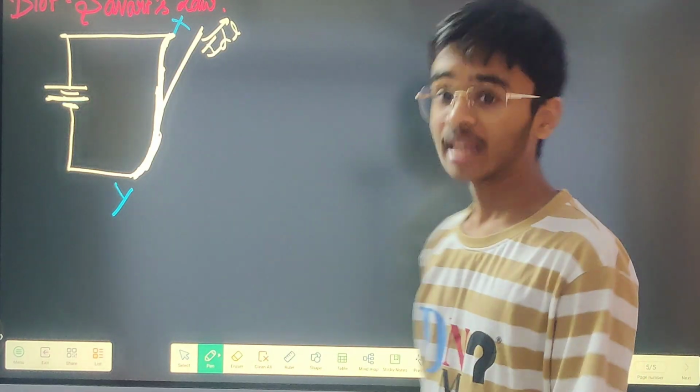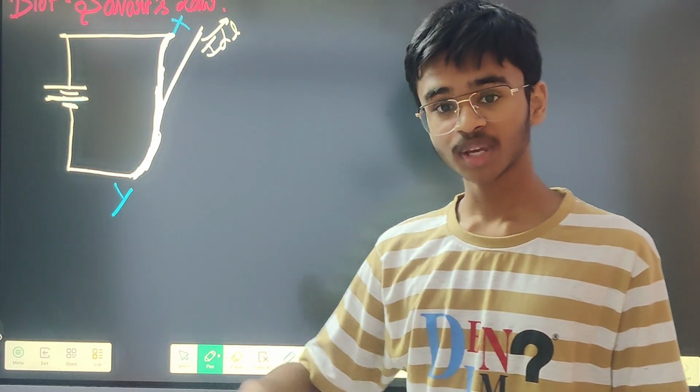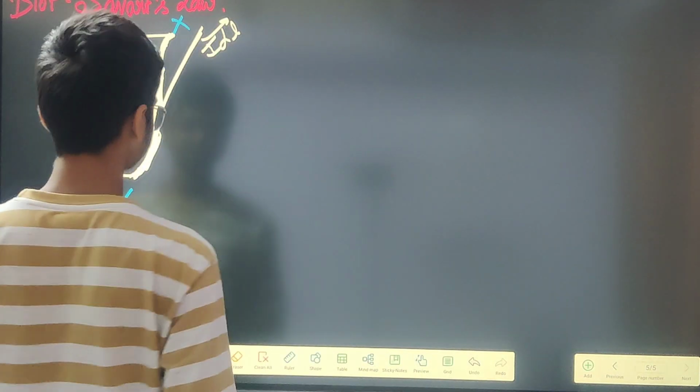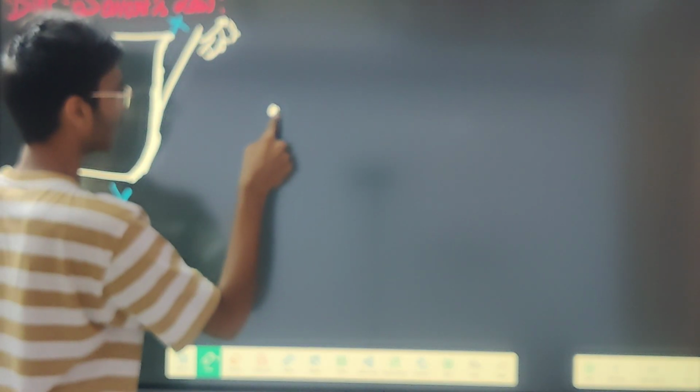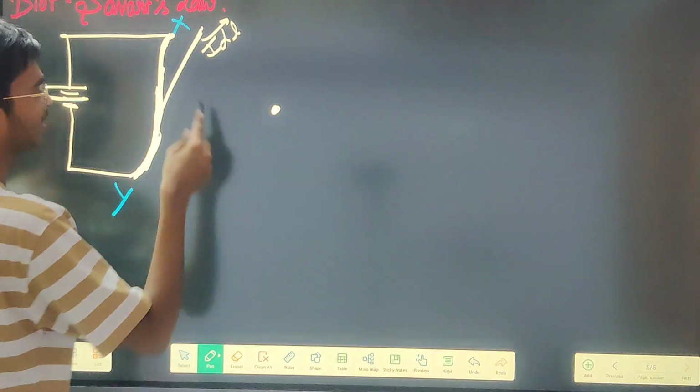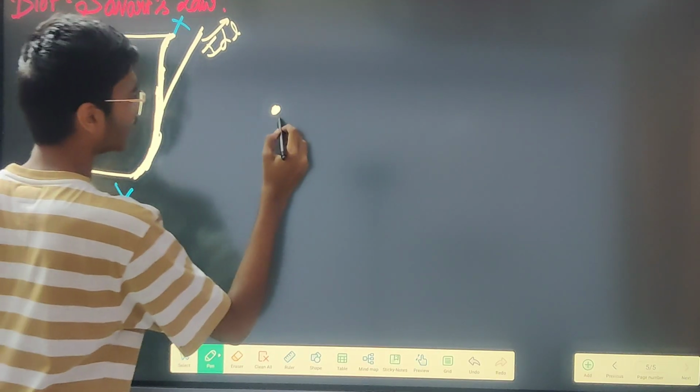Isn't that amazing? Thank God current is a scalar quantity. If in case it were a vector quantity, then every sum would have been a headache. So that is why every time I switch on a light, I say thanks to the current, since you are a scalar quantity.